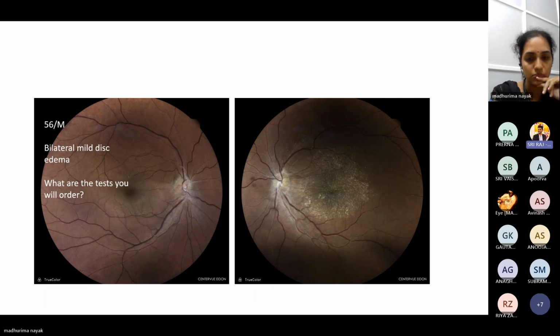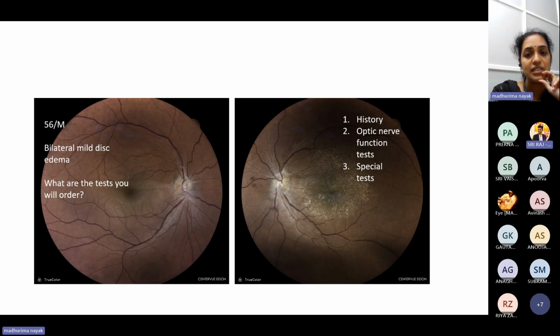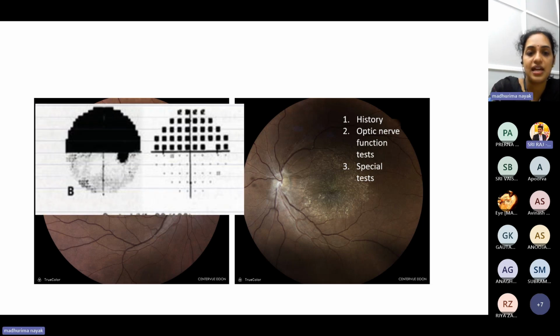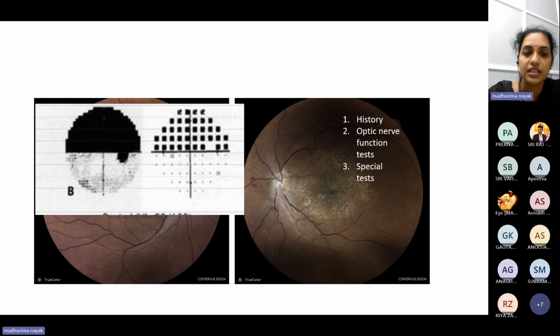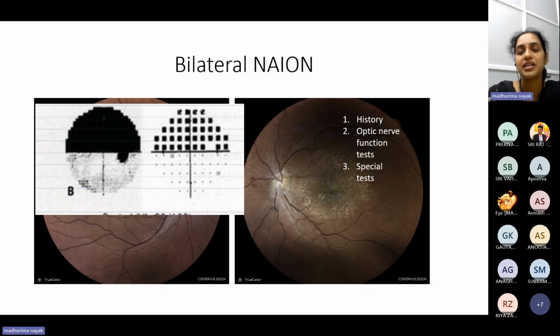Ma'am, tell me, do a field. AION usually could be associated with giant cell arteritis. Yes. And HFA could show. In arthritic, you will see more of a pallid disc edema. Here the pallor is not that significant. So we did a field and it shows a superior altitudinal defect. So if you see, the edema is inferior and the field defect is superior, as we expected. So this is a case of bilateral NAION.